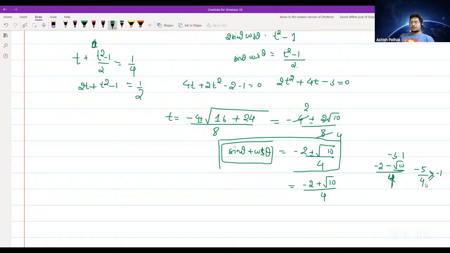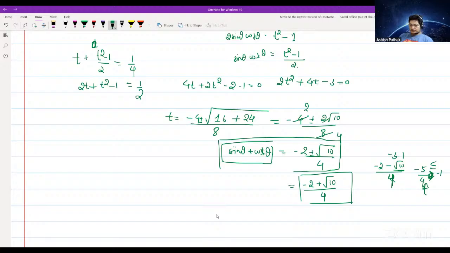Any value which is less than minus 1, we will not take as a value of sine theta. So we will not take the negative value from here. So here we will get the value as minus 2 plus root 10 divided by 4.